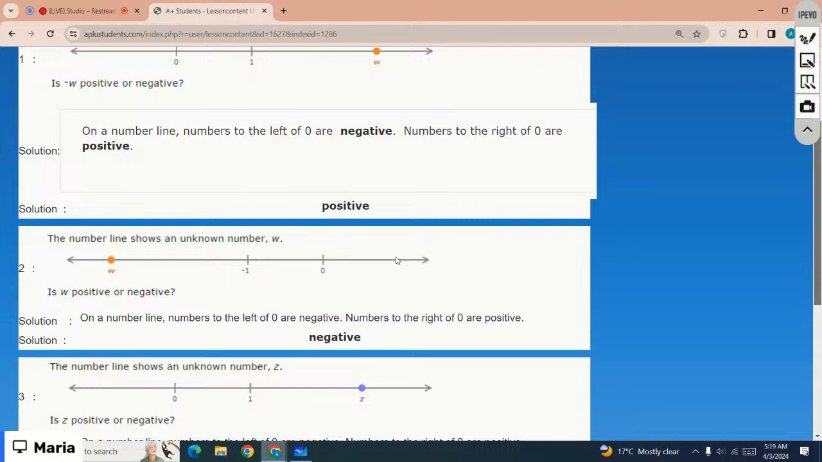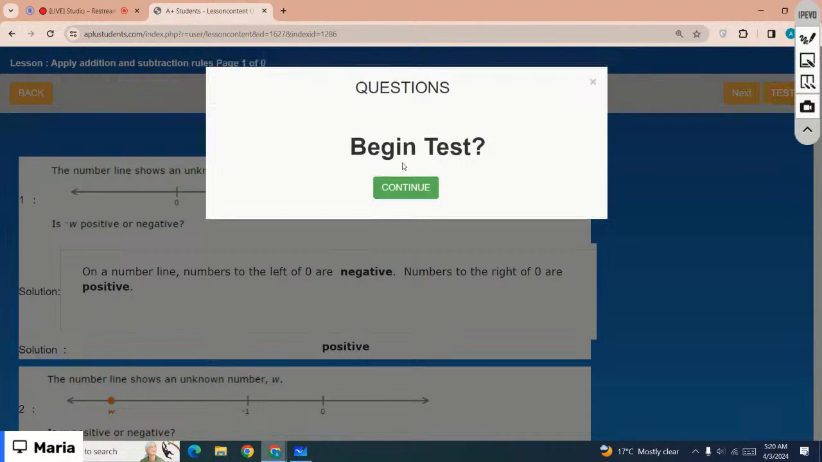Like for the next example, you can see here. Here is 0 and w is on the left hand side of the 0, right? That means w must be a negative number because w is on the left hand side of the 0. The correct option is w is on the left hand side of the 0. W is negative, right? Let's just start with the test questions.